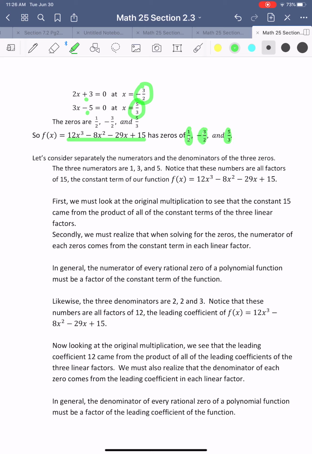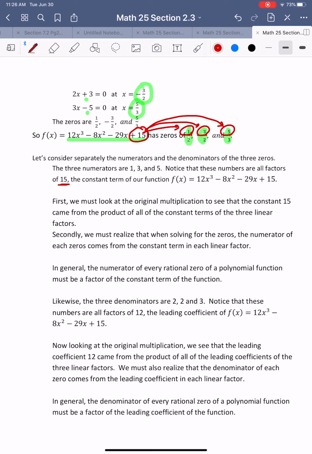So let's consider separately the numerator and denominator of the three zeros. The three numerators are, as you notice here, 1, 3, and 5, okay? And notice that these numbers are all factors of 15, which you get from here. So whatever number you see in the numerator is a factor of 15.